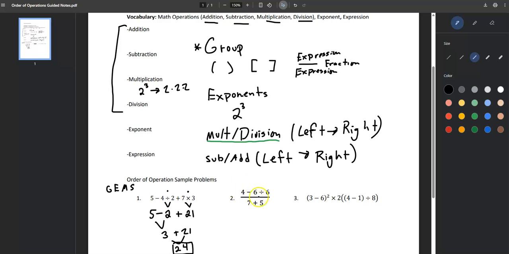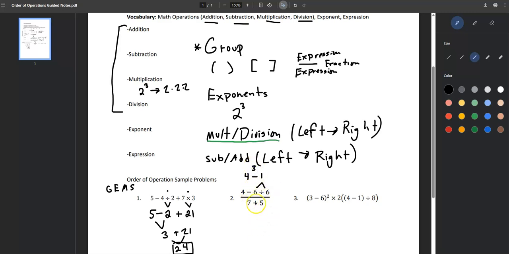Okay? So if you look at that numerator, there's no grouping within that. Okay, so I go to my exponents, so there's no exponents. I go to multiply, divide, there's a divide sign, so I'm going to divide those two, which is 6 divided by 6 is 1. And then there's my subtract, which when I subtract that, that is going to give me, again, 3.